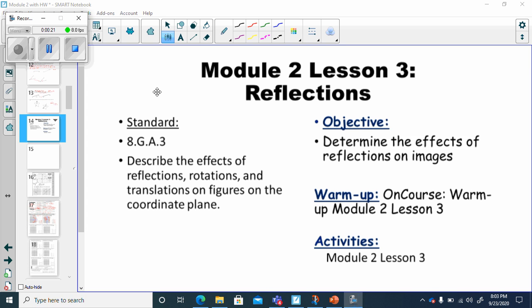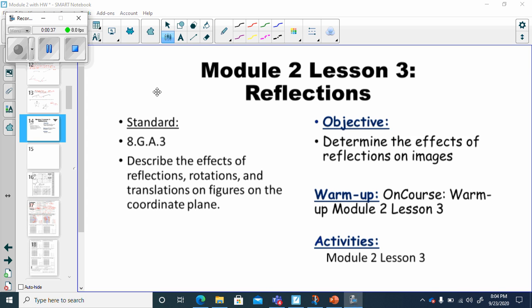You start with a pre-image, you wind up with an image. The two will be exactly alike. All side lengths will be the same, all corresponding side lengths will be the same, all corresponding angles will be the same. This standard is AGA 3.